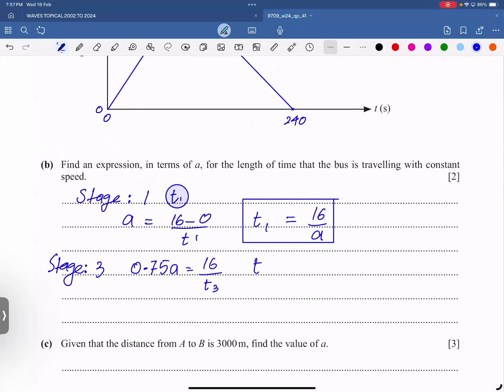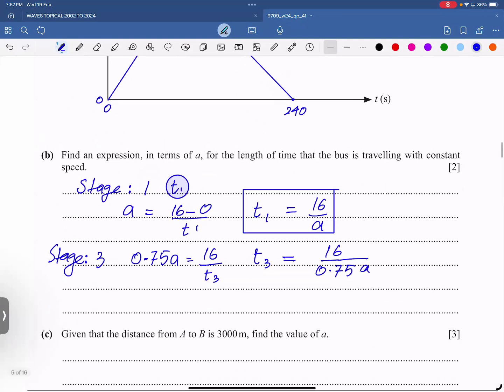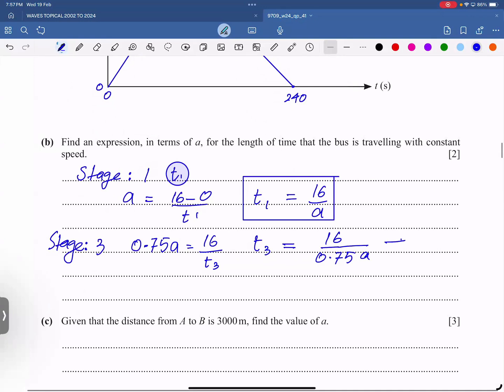So T3, my dear students, for stage 3 will be 16 over 0.75, but A is in the denominator, my dear students. Yes? Okay, can you just calculate 16 over 0.75: 64 over 3A.